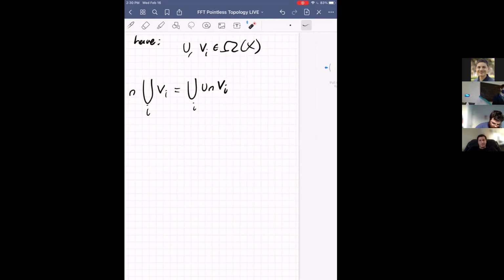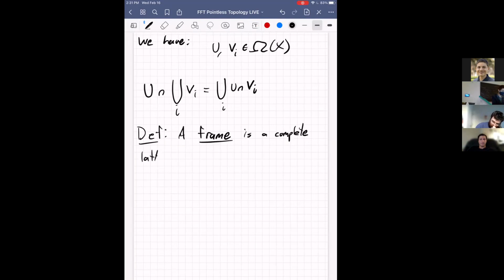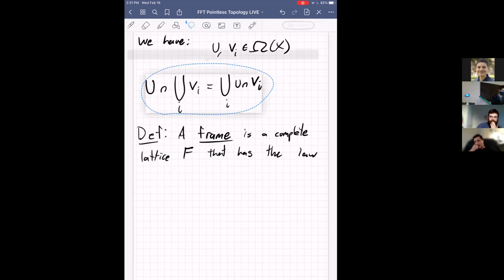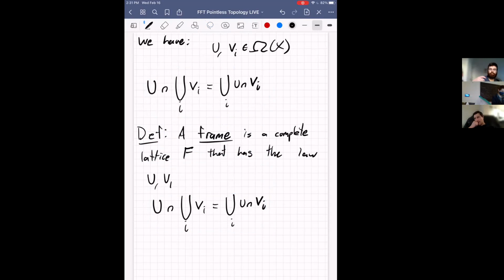So let's make our sort of crowning definition of this talk, which will be, we're going to define a frame. A frame is a complete lattice, we'll call it F, that in particular has this distributive law. Maybe I'll copy and paste it so we don't have to write it again. So that's what a frame is.